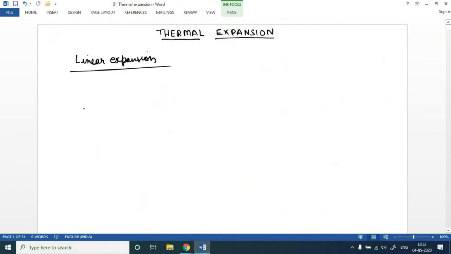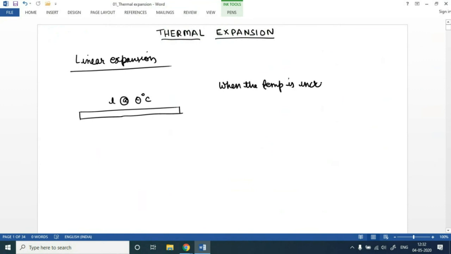Let's say we have a thin rod of uniform cross section, whose length is L at a temperature theta degree Celsius, and the temperature is increased by d theta.